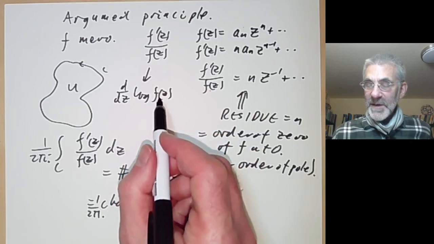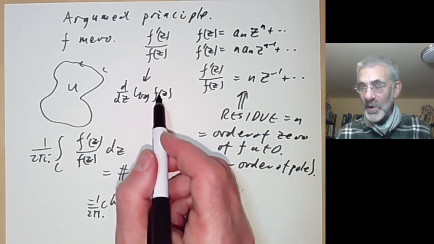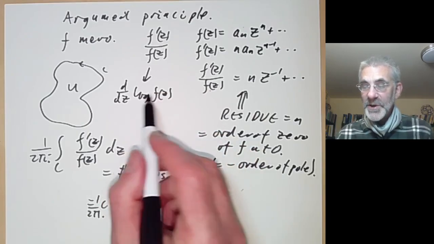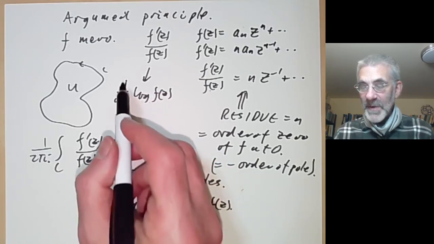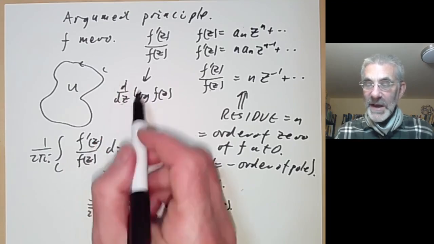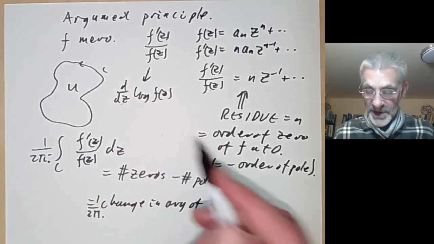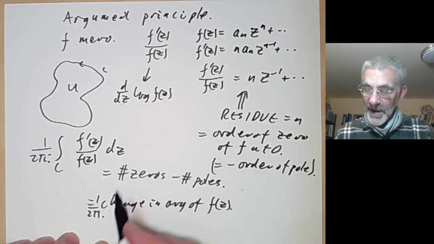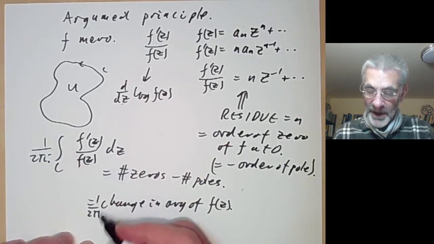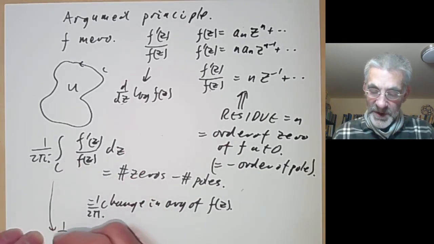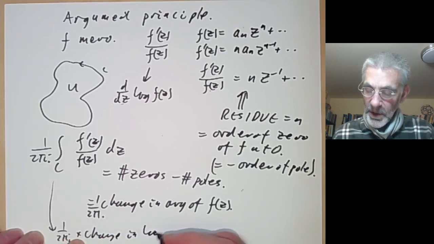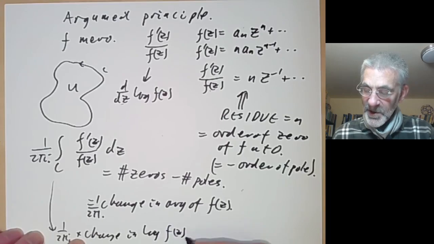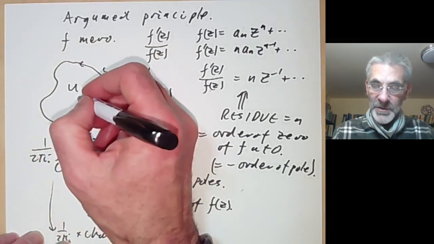And you may think this is a bit fishy because you've got to be a little bit careful. Log of f of z is multi-valued. It can change by a constant when you go round something. But that doesn't matter because we're taking the derivative, which kills off this arbitrary constant. But anyway, it means this integral here is 1 over 2 pi i times the change in log of f of z as you go once round this contour.